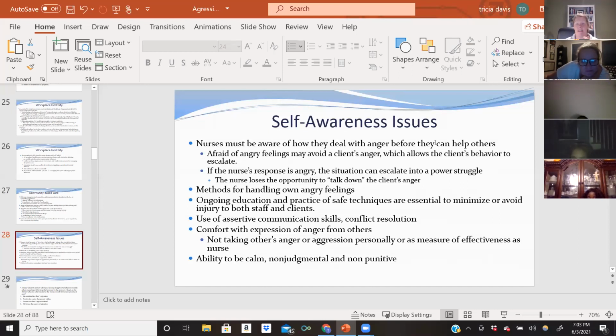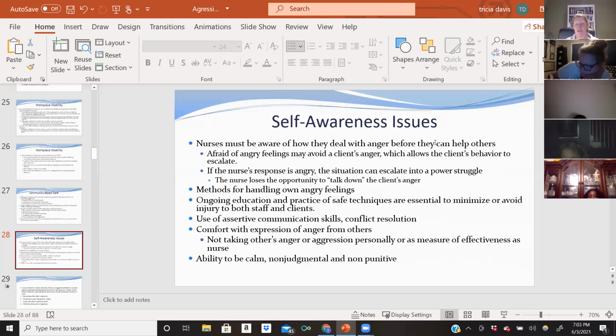So we want the patient to have respect for us. We don't want to engage in that power struggle. And then we have to have and know our own methods of how we handle our own angry feelings. We need ongoing education and practice of those safe techniques that are needed to help minimize or avoid injury to both staff and clients. Usually the facilities that you work for offer a lot of these programs for you to take. There are things on the outside you can do on your own, but if you're in these situations, you need to know how to defuse them. So you need to practice those safe techniques.